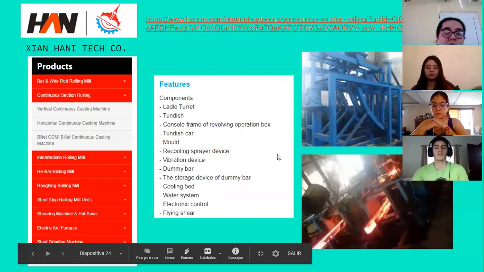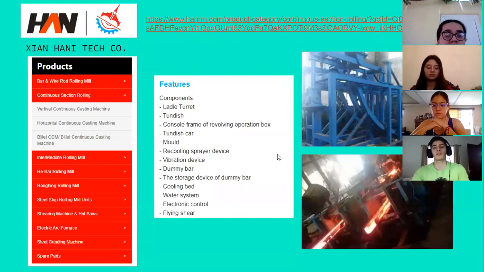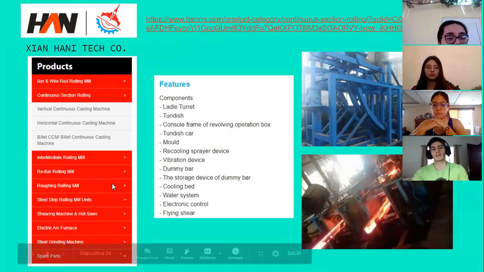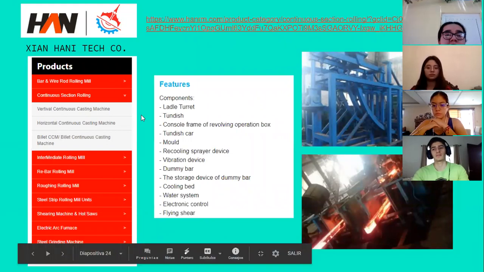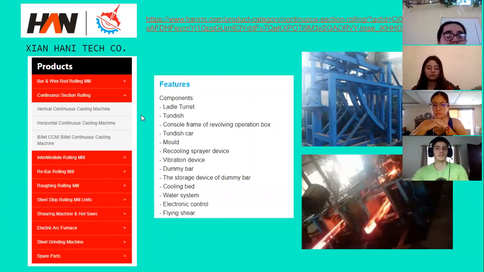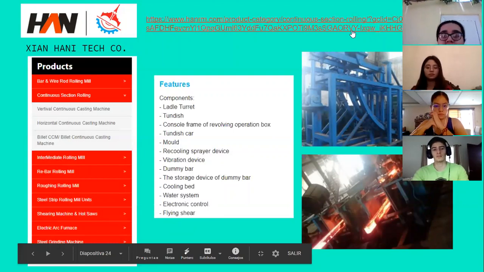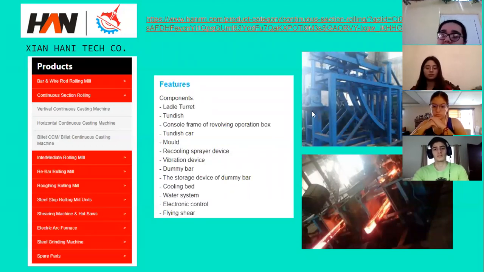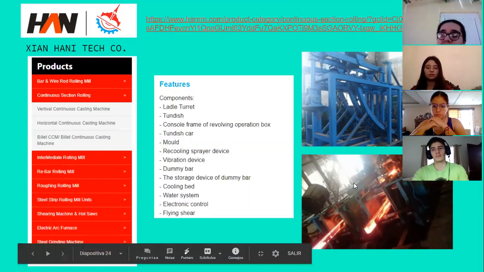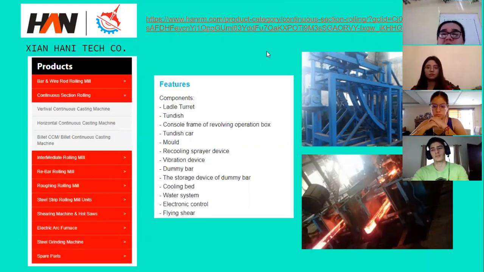There is also another company that offers these machines, and it is Shanghani Tech Company. This is a list of everything they offer. As you can see, it is similar to the one before. Mostly they offer different types of rolling mills, and here is the list of all they need. And these are some examples of the way they look when they are assembled.